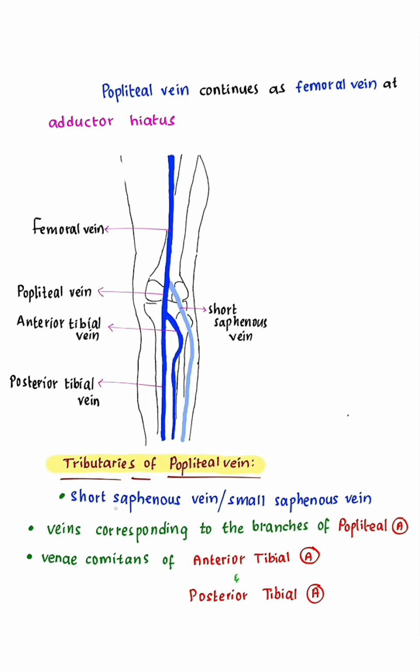Tributaries of popliteal vein: short saphenous vein or small saphenous vein, which drains into popliteal vein, and veins corresponding to the branches of popliteal artery, the vena comitans of anterior tibial artery and posterior tibial artery.